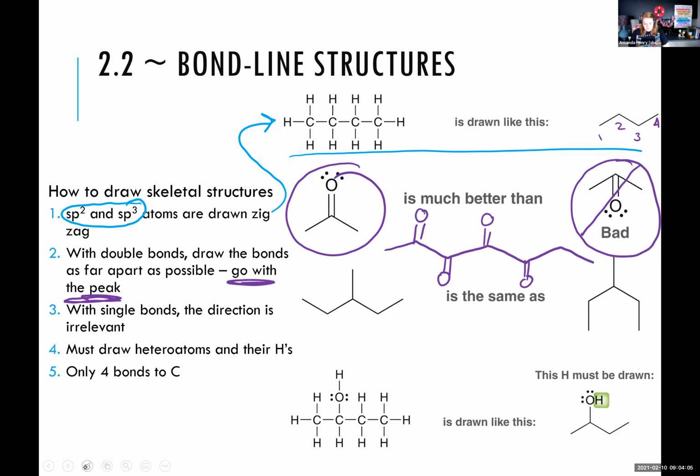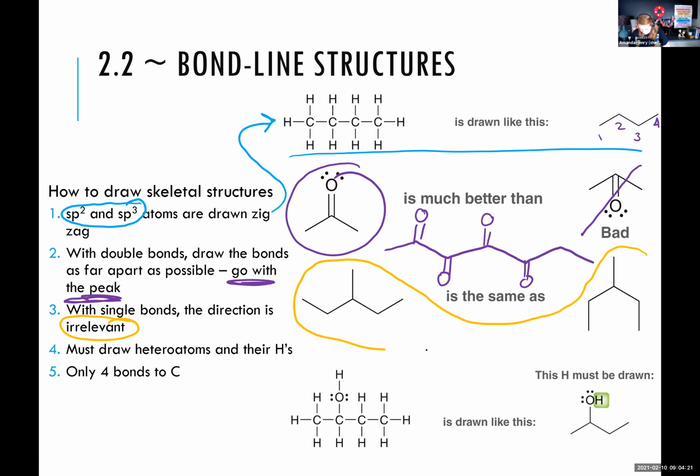Number 3 says with single bonds, the direction is irrelevant. This is one of the things that can be a little bit tricky when we're first learning it. So these two structures, let me erase that big circle I made. These two structures are the exact same thing. And that can be a little bit hard to see at first.